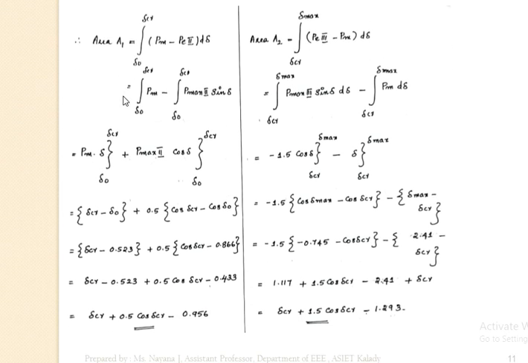Now you can equate the two areas. Area 1 is from delta 0 to delta CR, same integration, and we know all the values here. On solving, you got two areas. And for the system to be stable, what is the condition? Those two areas should be equal. Now while equating this, you'll be getting the value for critical clearing angle. You'll be getting it as 70.3 degrees.